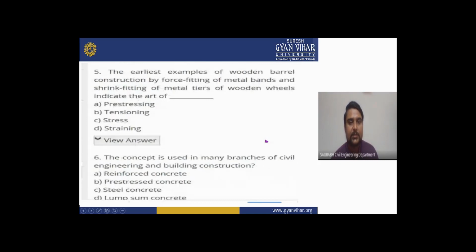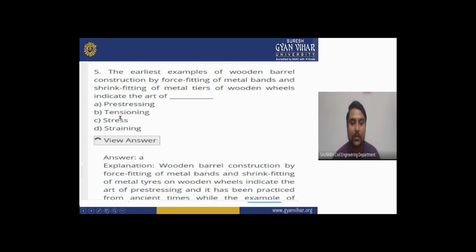Come to the next question. The earliest example of wooden barrel construction by the force fitting of metal bands and shrink fitting of metal tires of wooden wheels indicates the art of. This is the art of pre-stressing. As we all know, the right answer will be here A.